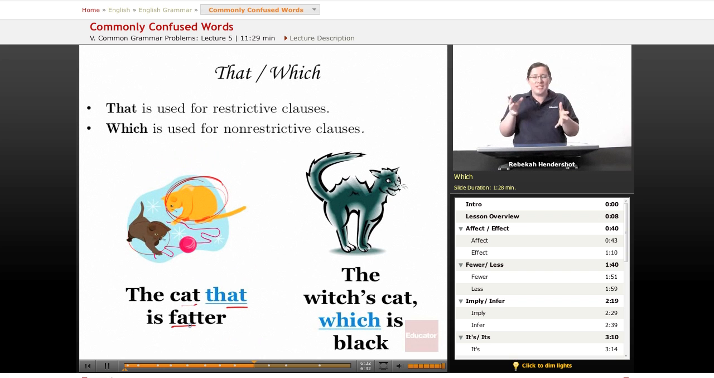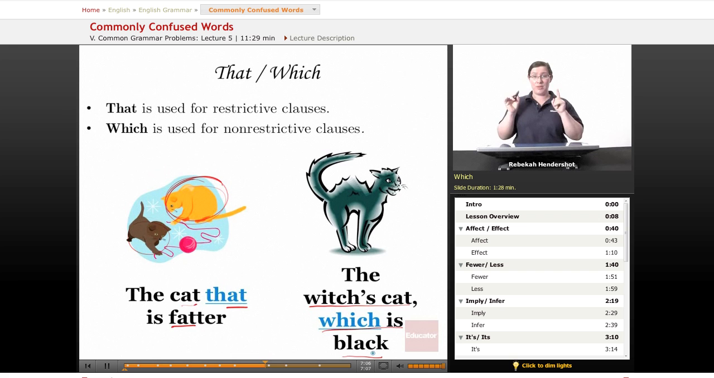Now, for which, think about witches. You've probably seen a billion cartoons where there's the nasty old witch with the warts on her nose and the big cauldron and the black cat. There's one cat. You ever notice that? They never have like a house full of cats. You never see a cartoon witch who's a crazy cat lady. You see one cat per witch. So, the witch's cat, which is black. The cat's always black in these cartoons, and there's only one cat. So we're just adding extra information about the cat. You don't narrow it down at all by saying it's black, because the witch only has one cat. The witch's cat is always black, so the witch's cat, comma, which is black.